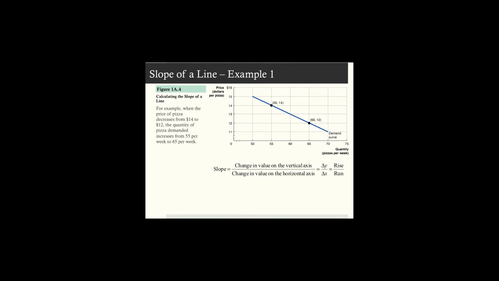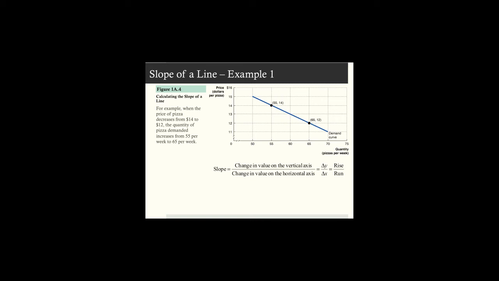Let's go through an example. This is figure 1a.4 from the text, and it shows a demand curve for pizza. So here we have the price of pizza on the y-axis, and we have the quantity demanded of pizza on the horizontal or x-axis. When the price of pizza decreases from $14 to $12, the quantity of pizza demanded increases from 55 per week to 65 per week, and these coordinates are shown here on the graph.